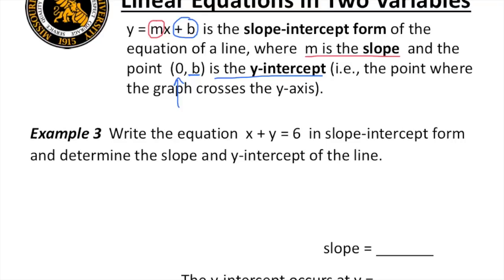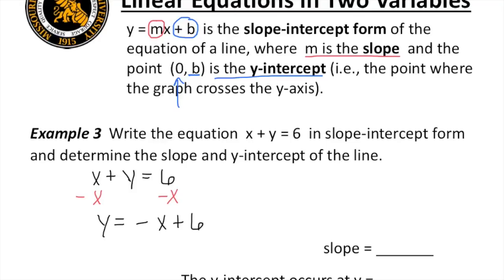So consider example 3, where we go back to the equation x plus y equals 6. We are asked to write this equation in slope-intercept form, and then determine the slope and the y-intercept of the line. To get this equation in slope-intercept form, we must solve for y. So subtracting x from both sides, we get y equals negative x plus 6.